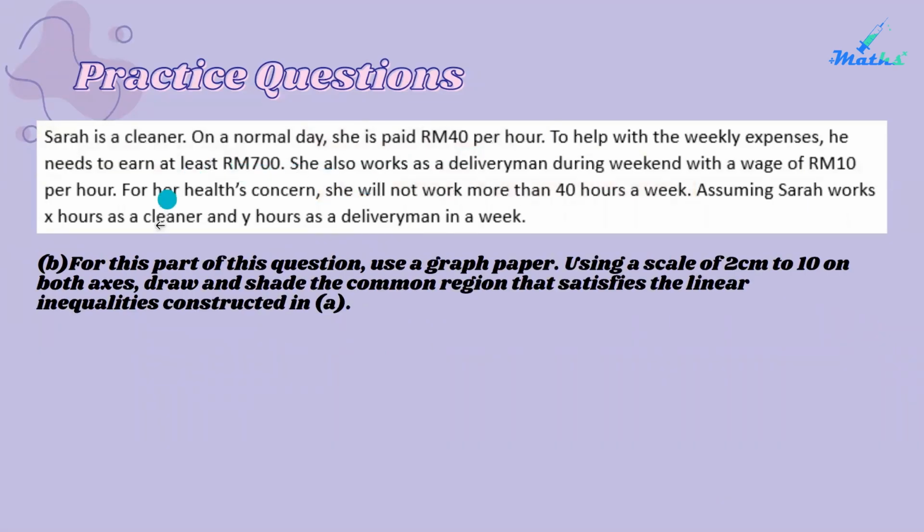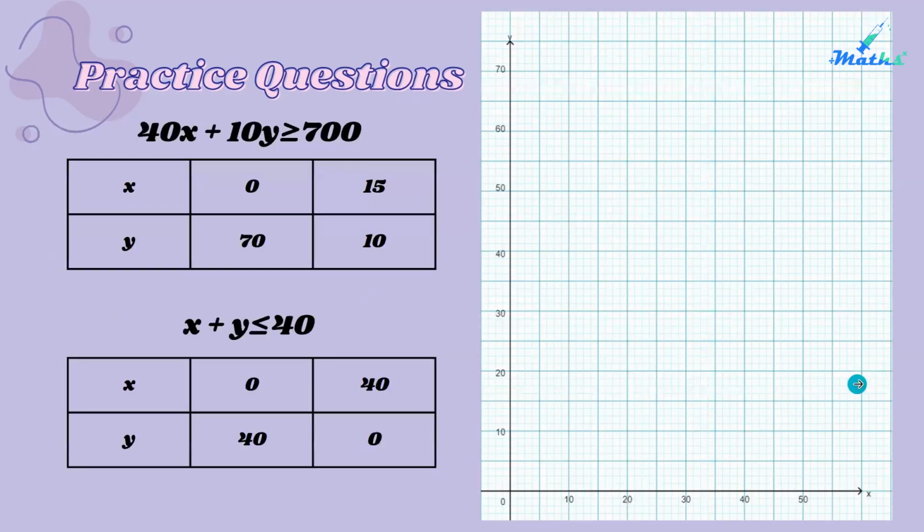So next for part B. For this part of the question, use graph paper using a scale of 2 cm to 10 on both axes. Draw and shade the common region that satisfies the linear inequalities constructed in A. Okay, so you can prepare some graph paper, or you can use some online website to draw the graph. So here is the graph paper, and these are the linear inequalities that we did from question A.